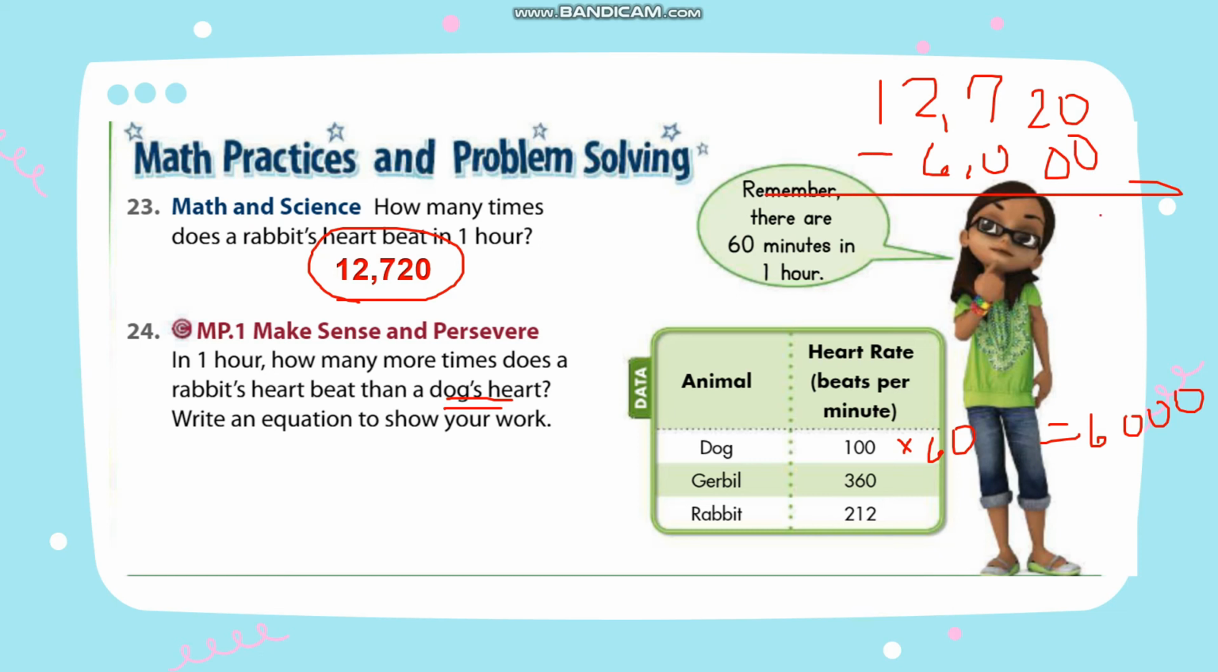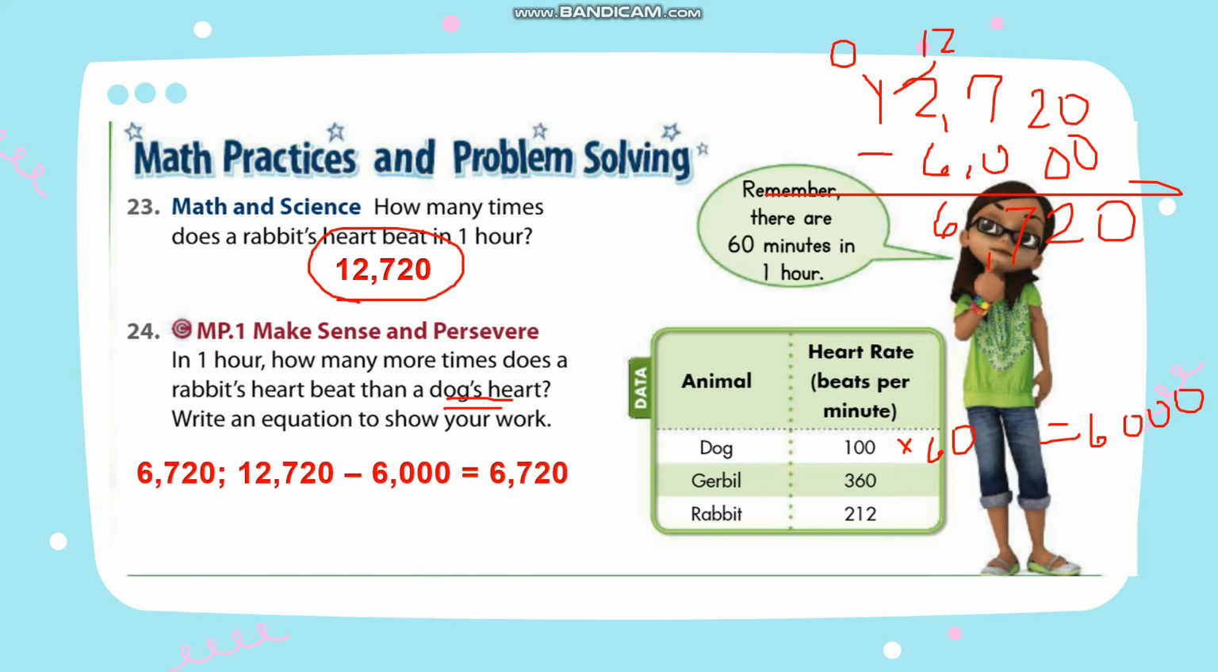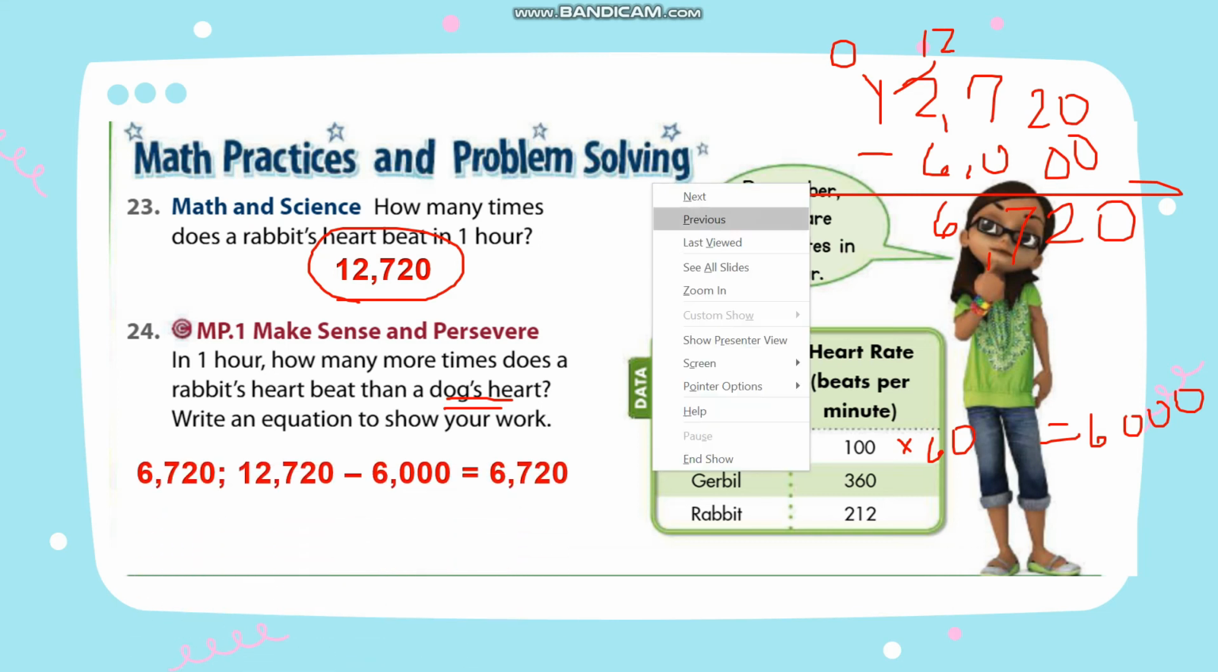So it should be 0, 2, 7. This becomes 0 and this becomes 12. 12 minus 6 is 6. So the answer is 6,720.